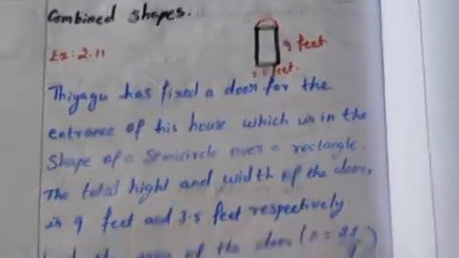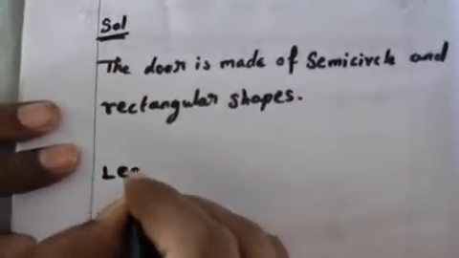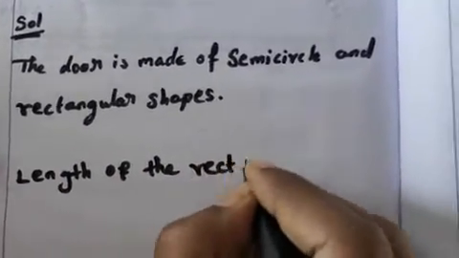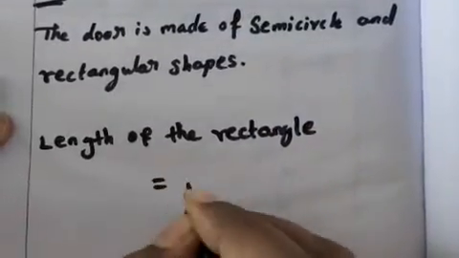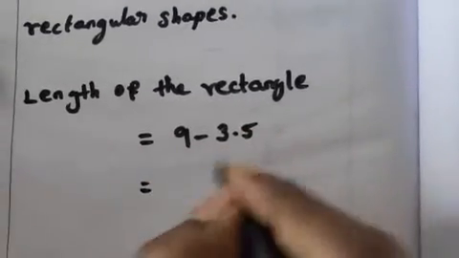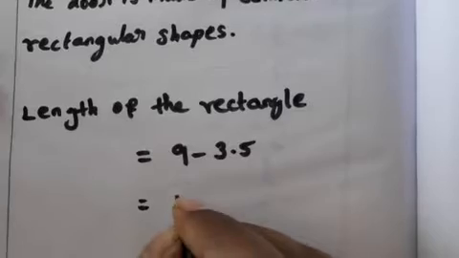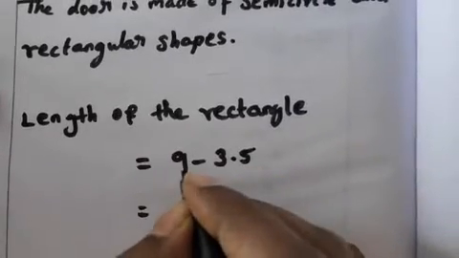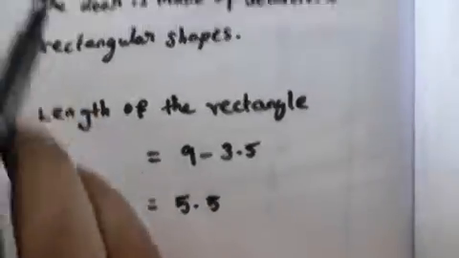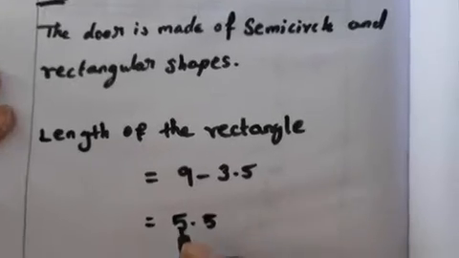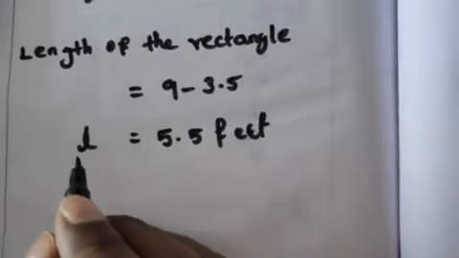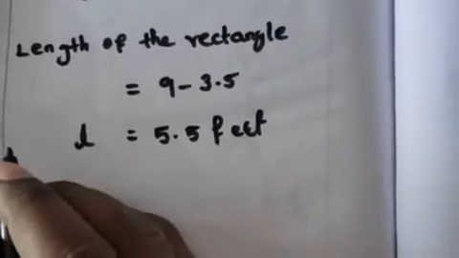How to find out the length of the rectangle? Length of the rectangle is equal to 9 minus 3.5. Therefore we need to subtract 3.5 from 9. Then we get 5.5. The unit given here is feet. Therefore the length of the rectangle, L, is equal to 5.5 feet.